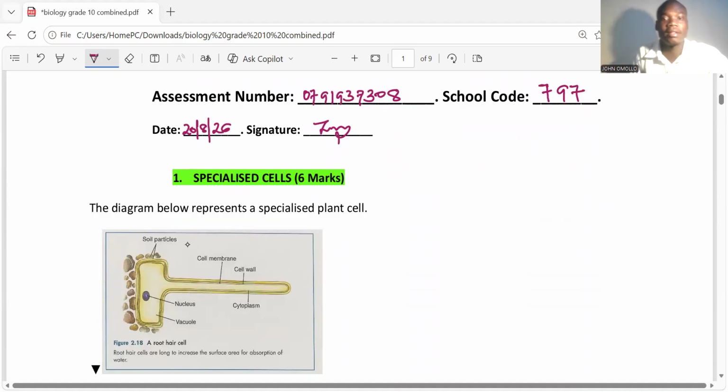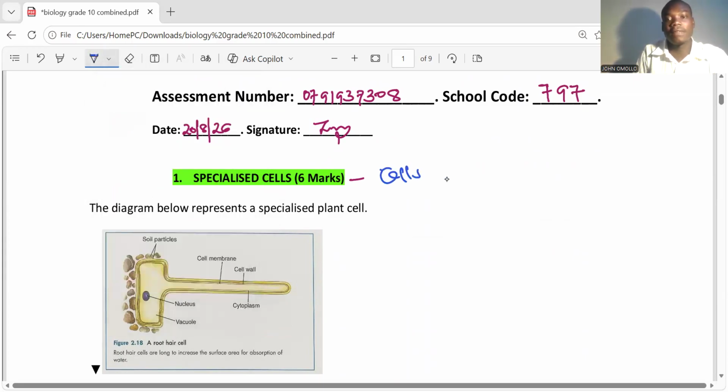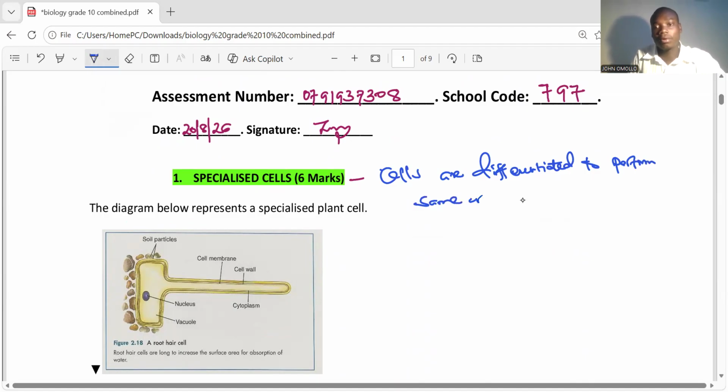Number 1, specialized cells. So what are specialized cells? So we know that cells are differentiated to perform same or specific functions. So those cells, they are specialized to perform same or specific functions. So one of the cells that we know is this kind of a plant cell here.